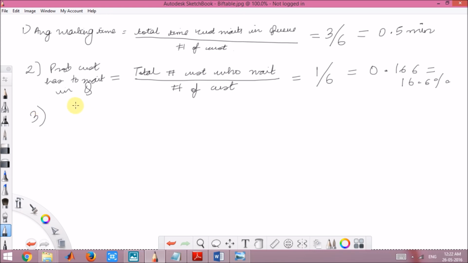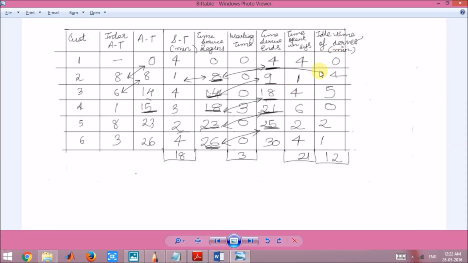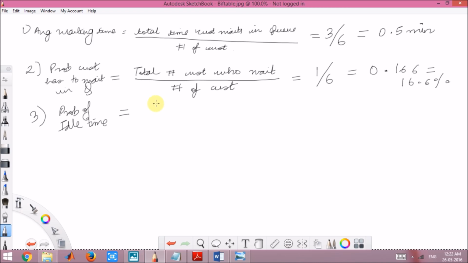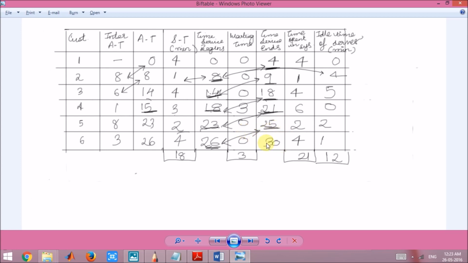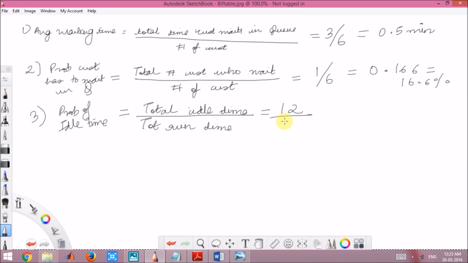The third thing that we have to calculate is the probability of idle time of the server. So idle time, the time the server was idle, is given by the total idle time of the server, that is 12, divided by the total run time of the entire simulation. So we know idle time is 12 divided by 30, because the time the service ends, the last customer is served at time 30. So 12 by 30 gives me 0.4 or 40%.